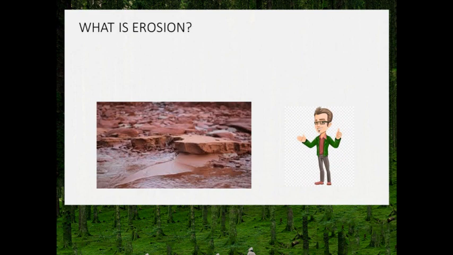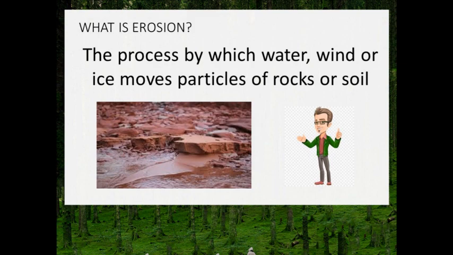What is erosion? Normally, plant roots hold soil in place, but when plants are removed during logging, mining, and farming, the soil is exposed and soil particles can easily move. That process is what we call erosion, by which water, wind, or ice moves particles of rock.